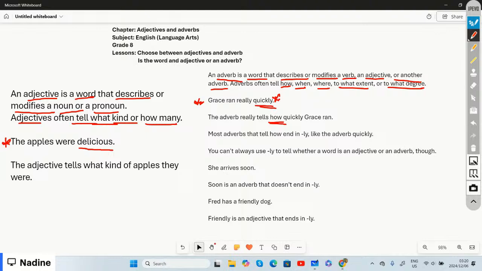And most of our adverbs end in ly. It is the adverbs that tell us how it was done: quickly, hurriedly, softly, quietly. But then again, you can't always use ly to tell whether a word is either an adjective or an adverb. For example, she arrives soon.